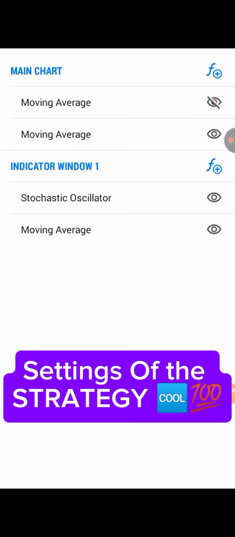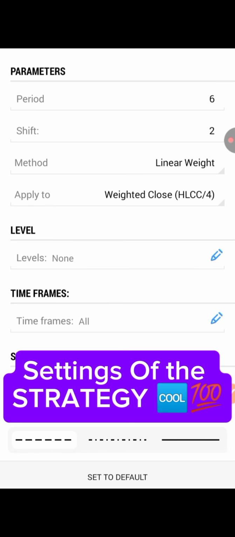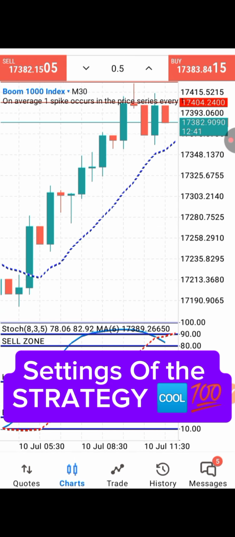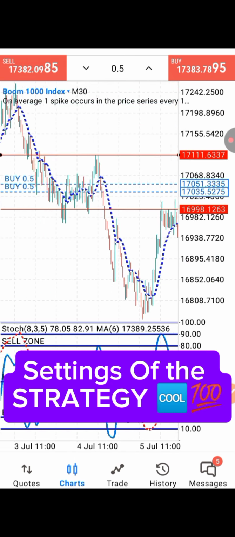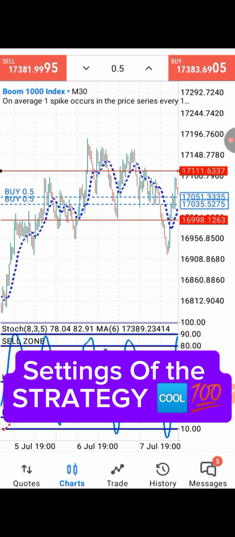So let me first of all give you the remaining indicator. If you go on the moving average, we have a period moving average of 6. We have shift 2, method linear weighted, applied to weighted close HLCC/4, and it has a red style with a short dash line, and the line thickness is very thick. That is what you have. If you save everything and you check your settings, this is what you should be able to have. This is the complete settings of this awesome strategy, and this is exactly what you are going to use to make money catching spikes with this boom and crash multiple spike catching strategy 2026 new update.